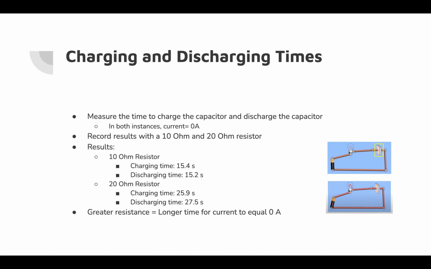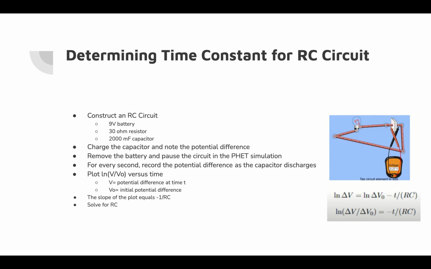In this simulation, we measured the time to charge the capacitor and discharge the capacitor, so in both instances the current was 0, and we recorded the results with a 10 ohm and 20 ohm resistor. Preliminary results showed that the greater resistance in the resistor equaled a longer time for the current to equal 0 amperes.